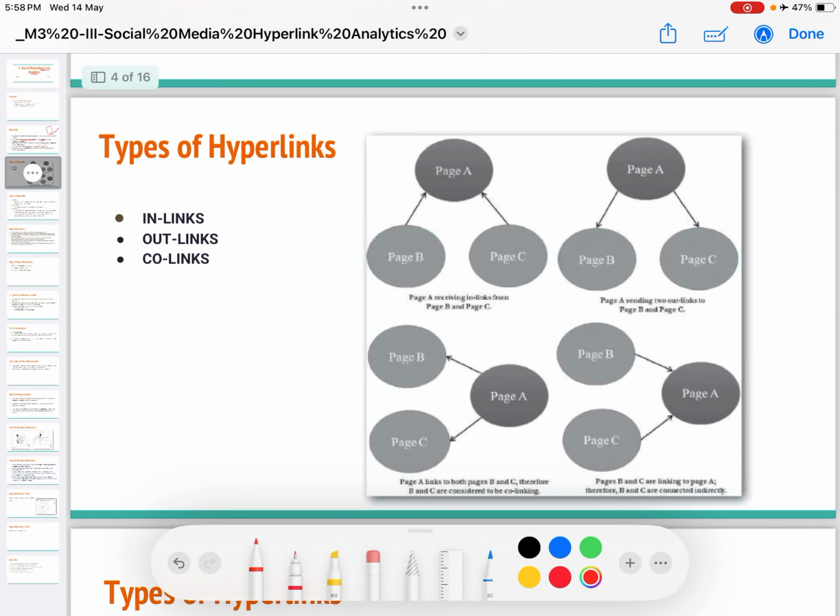So the types of hyperlinks are inlinks, outlinks and colinks. Page A is receiving inlinks from pages B and C. Page A is sending two outlinks to pages B and C. Now, page A links to both B and C, therefore B and C are colinks. Pages B and C are linking to page A, so B and C are also connected in some way indirectly.